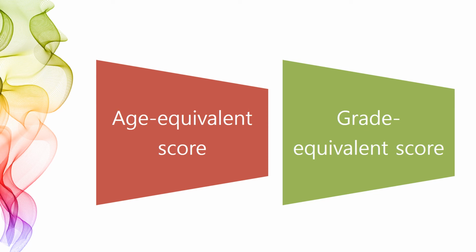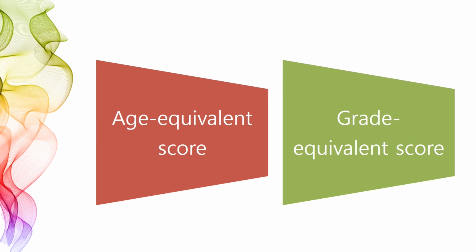The other terms that are often used in the test report are age equivalent score and grade equivalent score. An age equivalent score is the age at which most people obtain the examinee's score. For example, an age equivalent score of 4 means that the examinee obtained the same score as the average 4 years old.